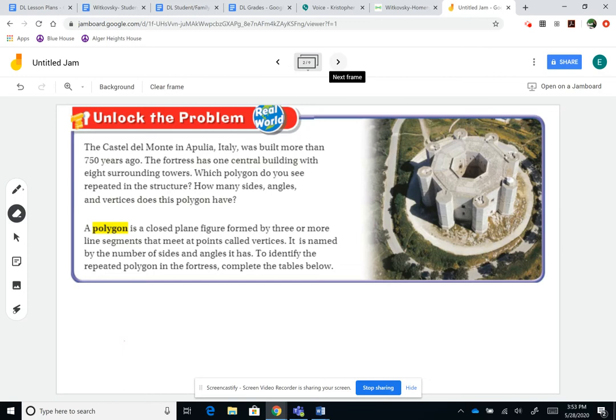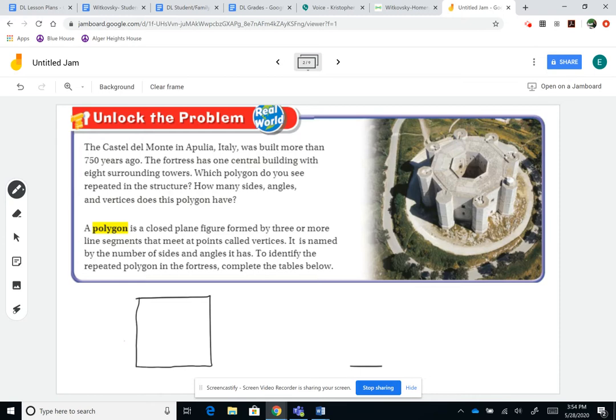A polygon is a closed plane figure formed by 3 or more line segments that meet at points called vertices. It is named by the number of sides and angles it has. To identify the repeated polygon in the fortress, complete the tables below. All right, the tables are on the next page, but I want to take a minute and talk about the 3 vocabulary words that were in that text.